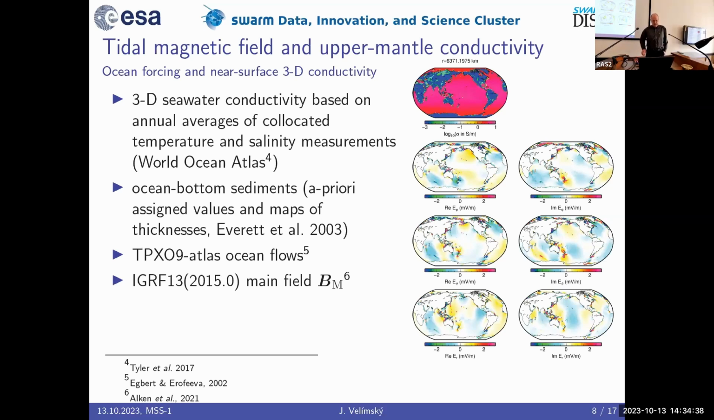For this, we use the TPXO satellite altimetry assimilated ocean flow models for the individual tidal constituents. And you also need a decent model of the seawater conductivity. We use a 3D model, currently based on the World Ocean Atlas, and we have plans for some upgrades of these settings in our future modeling. We also use a 3D map of the ocean bottom sediments using different thicknesses of these sediments and assign a priori conductivities. This is again something that is being developed and will be soon upgraded.